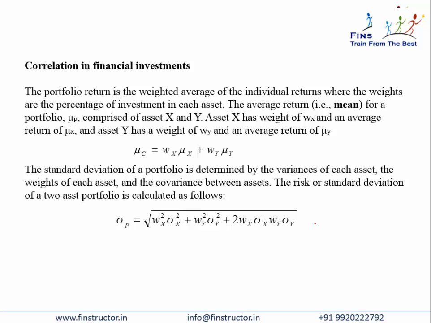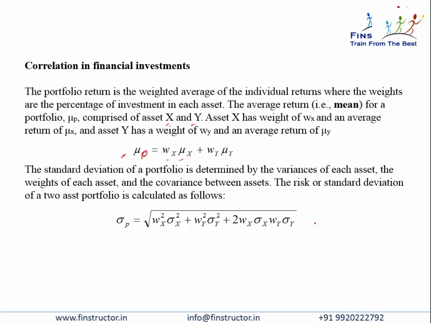So the return per se, please recall from FRM part 1, is not affected by correlation. The average return for a portfolio comprised of asset X and asset Y will be the weight of asset X into the average return of X plus the weight of Y into the average return of Y. This is the expected return of the portfolio.